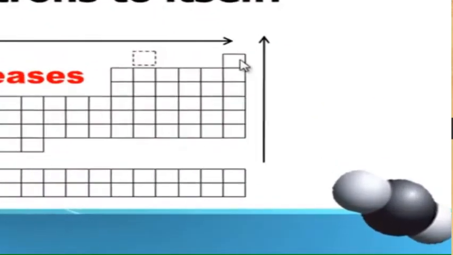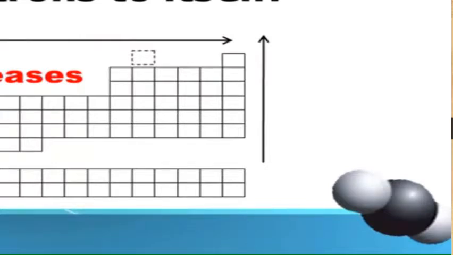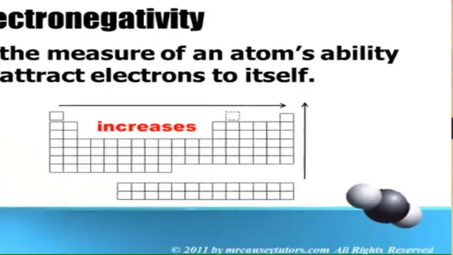The noble gases right here, electronegativity is 0. They don't want to attract electrons. They don't want to give up electrons. They are good the way they are. They have their full octet or duet.